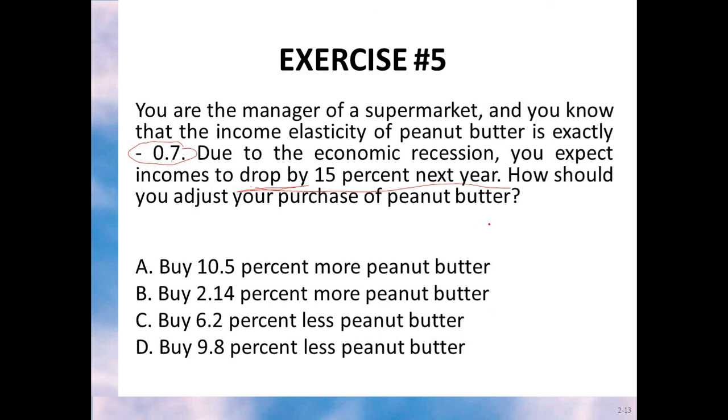So if we use formula 1, we know that elasticity is the percentage change in quantity over the percentage change in income, right? Elasticity is given as negative 0.7, and we are given that income drops by 15. Income drop means the percentage change should be negative 15, negative because it's a drop. What we don't know is the percentage change in quantity of peanut butter in this case.